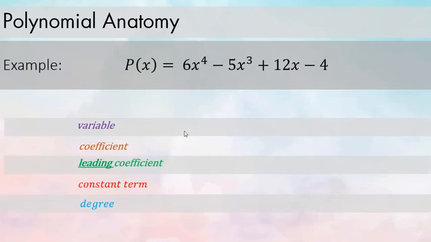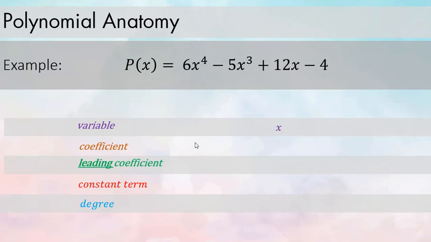Now let's have a look at this example. P(x) equals 6x to the power of 4 minus 5x to the power of 3 plus 12x minus 4. Can you do the problem with me? The variable is x. The coefficients.